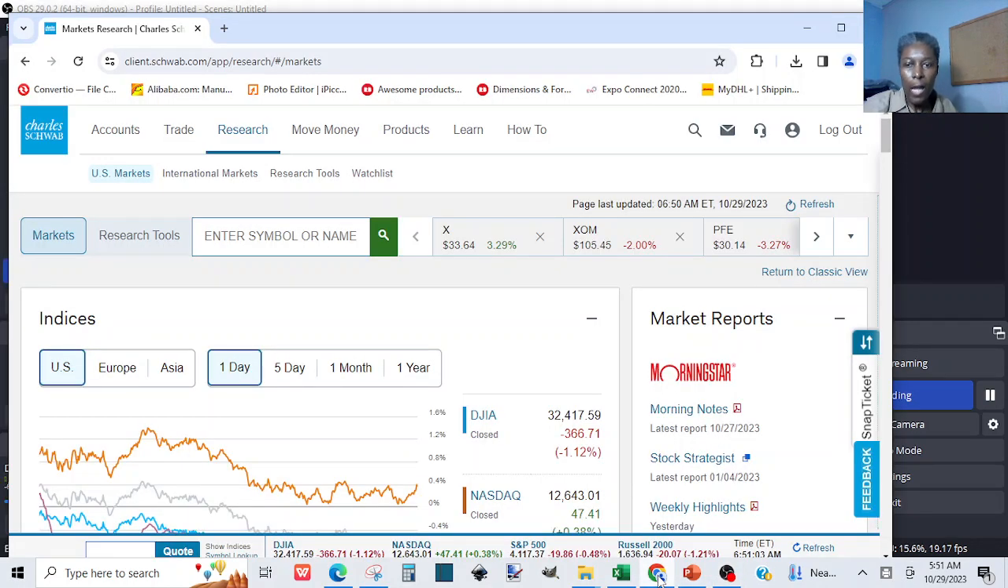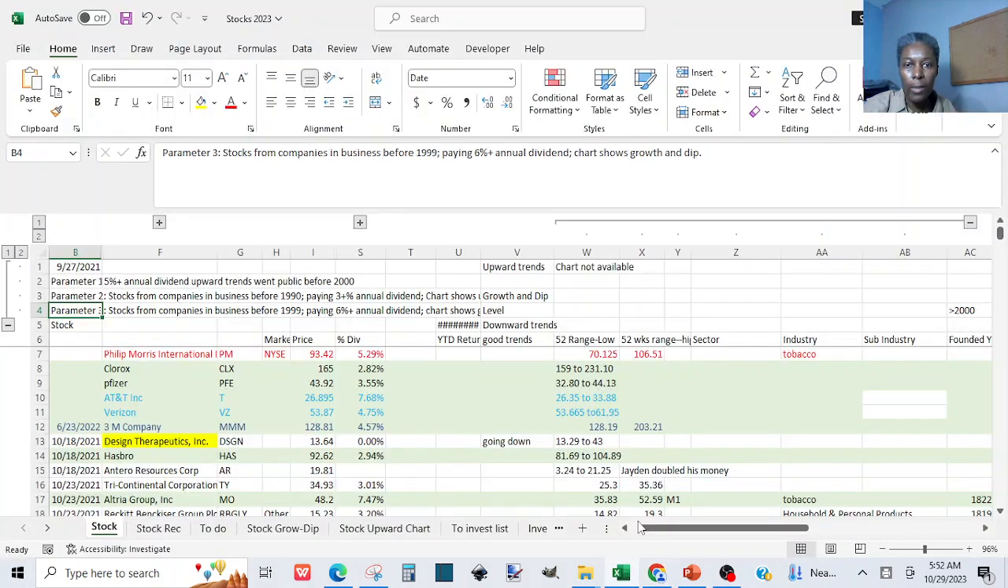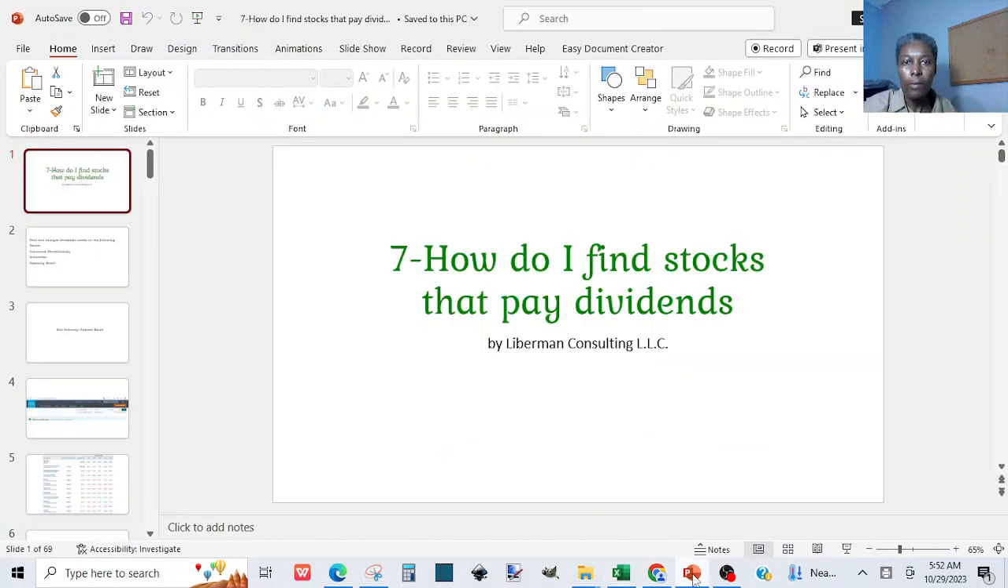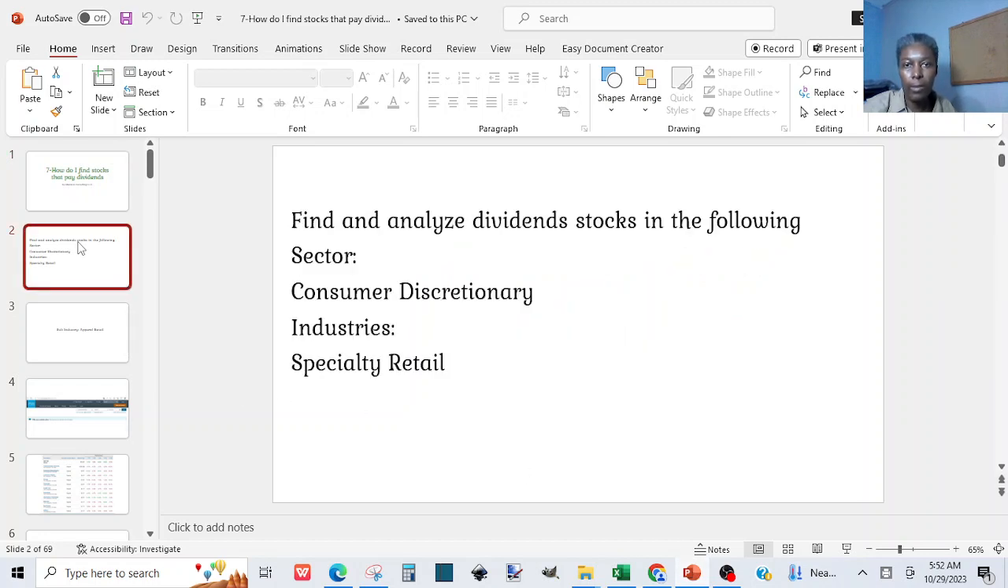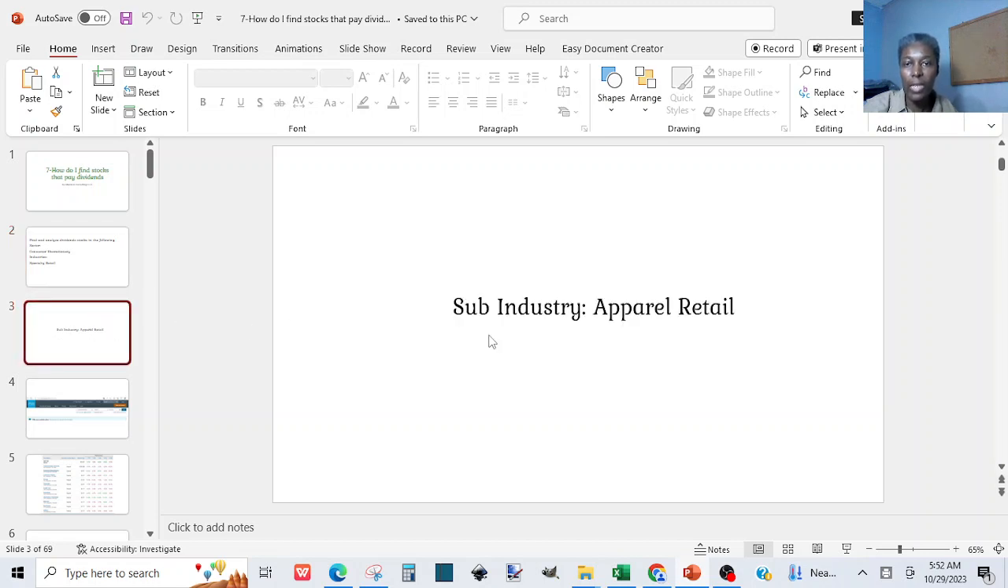Hello, how do I find stocks that pay dividend? Today we are going to look for dividend stocks, high-paying dividend stocks in the consumer discretionary sector, inside the specialty retail industry, and especially in the apparel retail sub-industry.